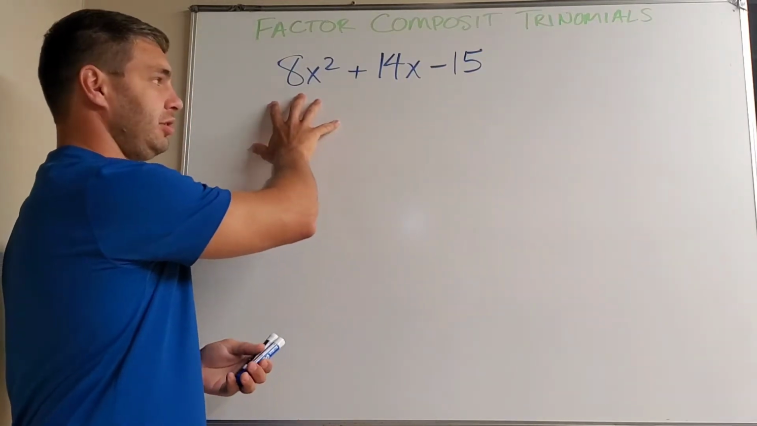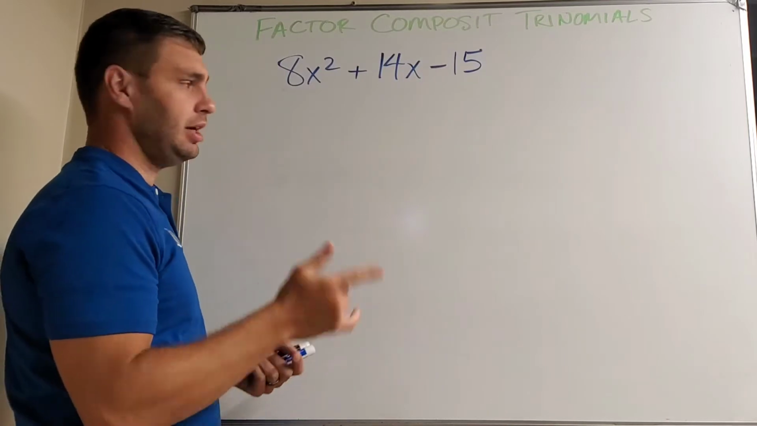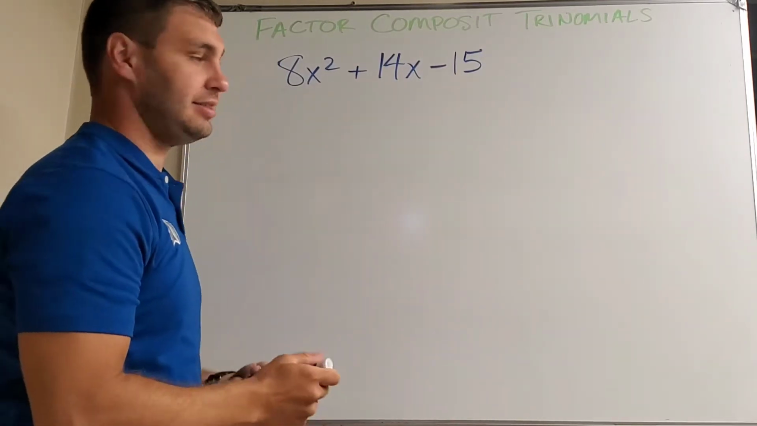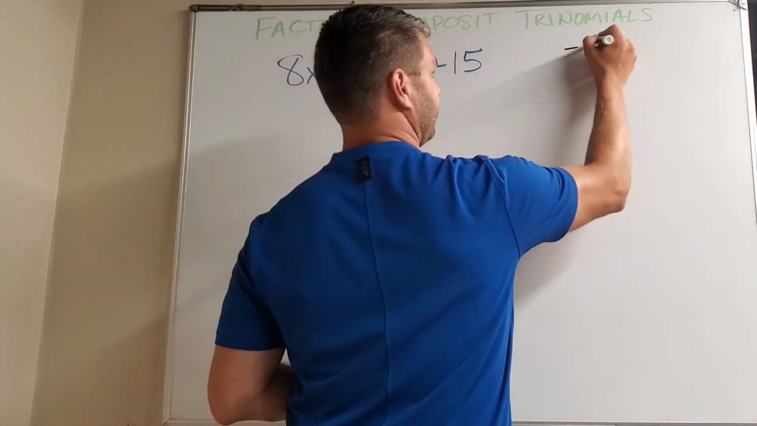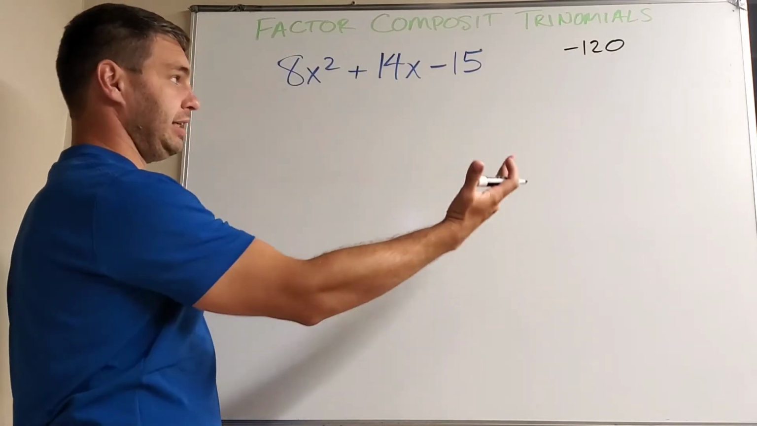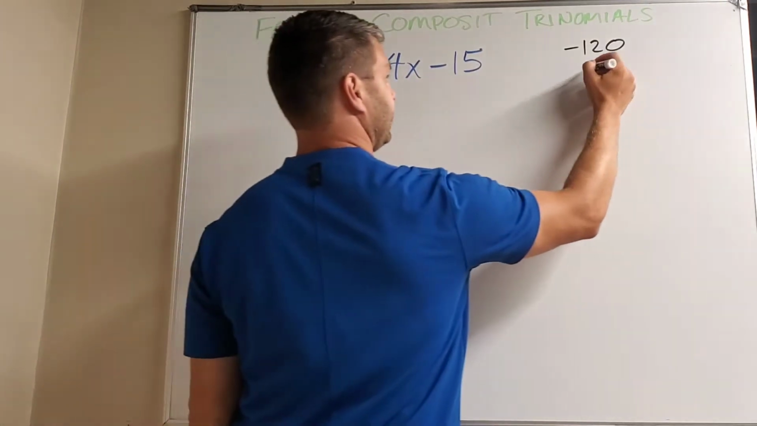So to solve this, we're going to factor by grouping. If you remember, we have to take our a term times our c term. So 8 times negative 15 is negative 120. We want two numbers that multiply to give us negative 120, but also add to give us our b term, which in this case is 14.